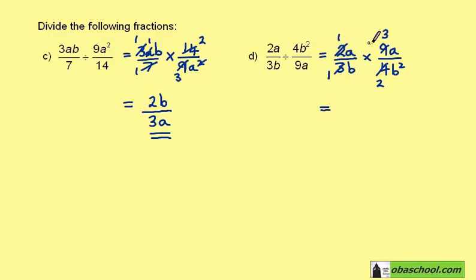We're left with 1a times 3a, which is 3a squared. On the bottom we have 1b times 2b squared, which is 2b cubed.